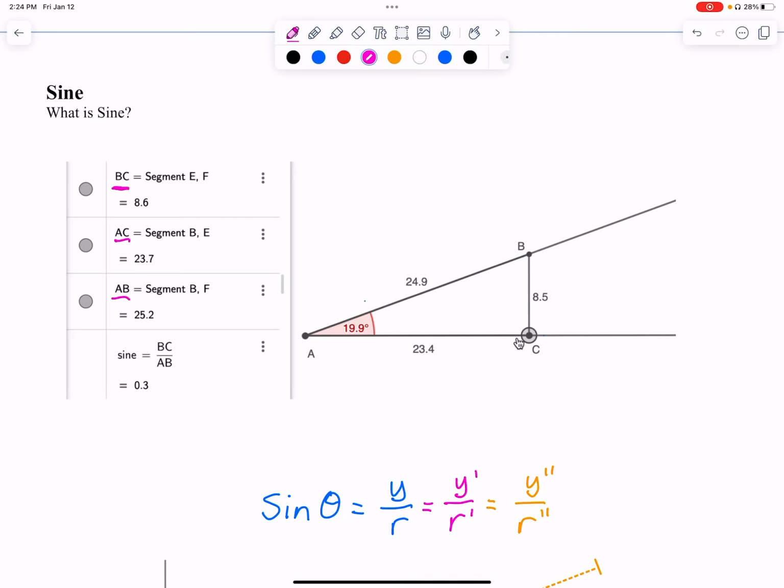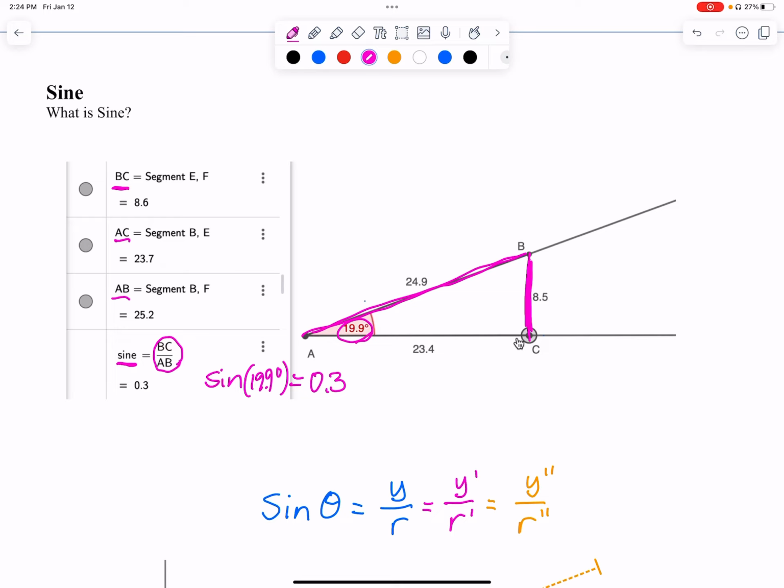The last thing I'm going to do, and I'm going to show you why this is important and why it came about: we're going to take this side right here, BC, and divide it by this side right here, AB, and see what happens. You're going to see a special relationship that as long as I keep this angle equal, and I don't change it from 19.9, there's going to be a special relationship when I divide these two, BC over AB. This is what we call sine, and we write it like this: sine of 19.9 degrees is going to be, this is 0.3.